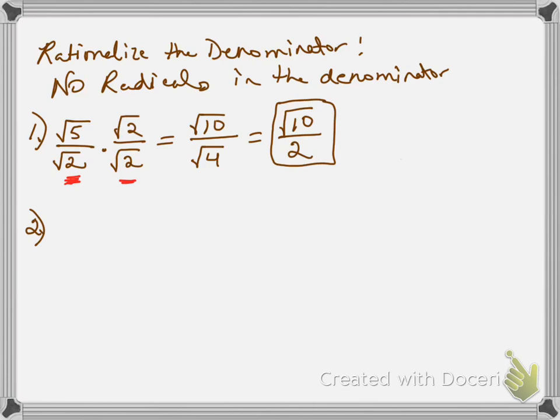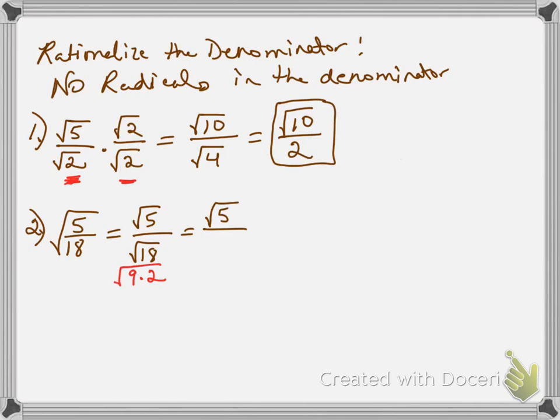Okay, so here we have 5 over 18. So we have the square root of 5 over the square root of 18. Always simplify your radical, right? You always want to simplify your radical. So your perfect square in 18 is 9, and 9 times 2 gives you 18. The square root of 9 is 3. So we have 3 square root of 2.